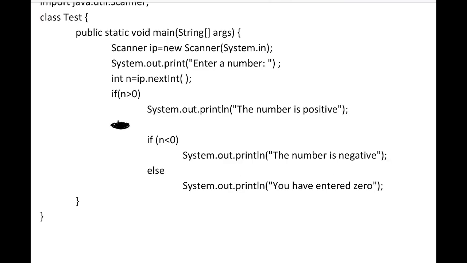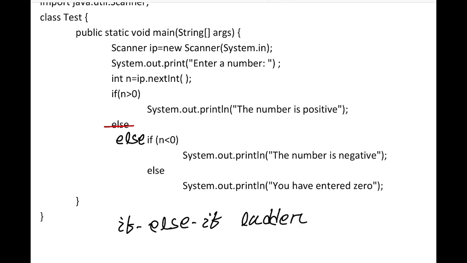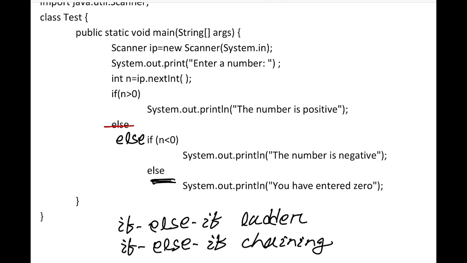We can write this else here: else if. So if, then else if, then else. So just remove this else from here and write the else just before if. This type of structure is called an if else if ladder or if else if chaining. We can go up to any level: if, else if, else if, else if, and at the end we can write else, or we can omit this else part because the else part is optional.